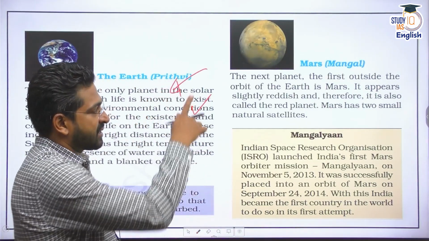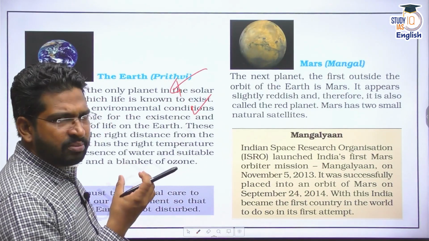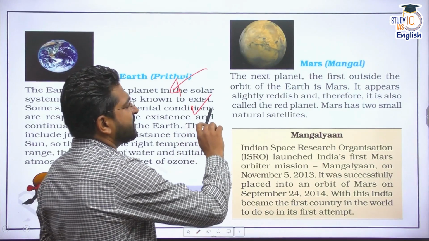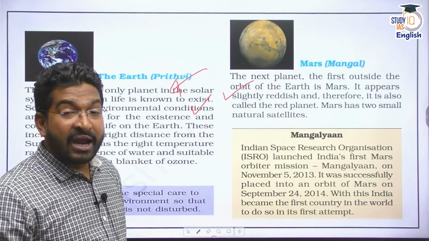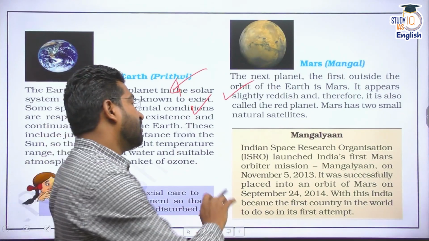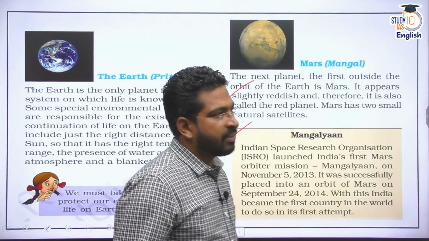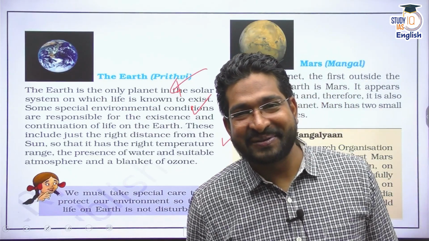Apart from Earth, there is Mars. That is Mangal. Mars appears reddish because of the presence of a lot of iron oxides. So it appears as a reddish planet, and it has 2 natural satellites. I told you, Phobos and Deimos, and we have already sent an orbiter to Mars. ISRO sent the Mangalyaan mission in 2014. It reached Mars, but by 2021-22 we lost contact with that orbiter.